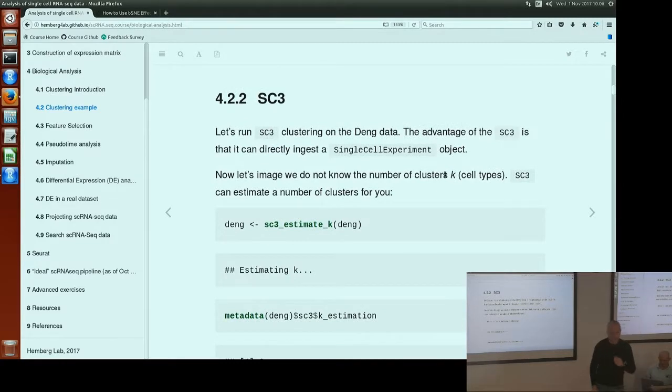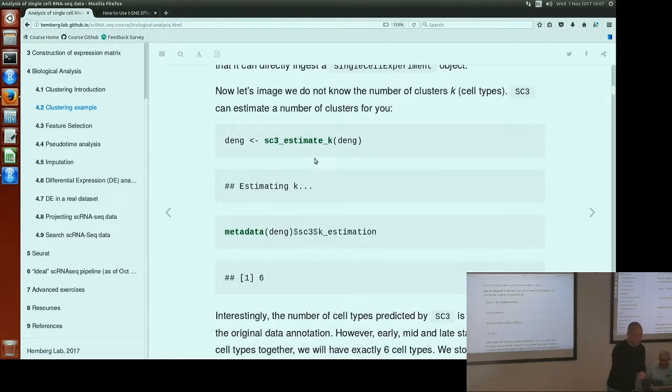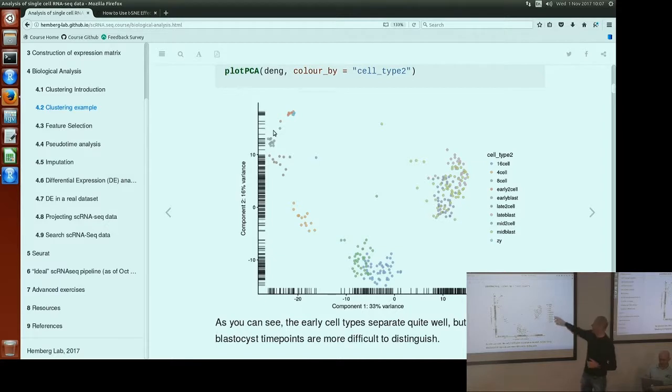So SC3 has single cell experiment integration, so you can run it directly on your single cell experiment object. It also has a function which can estimate the number of clusters for you. So if we run it, it says that there are 6 clusters, which, if you compare it to the original labels, is not the same number as in the publication. So here we have 10 clusters, right?